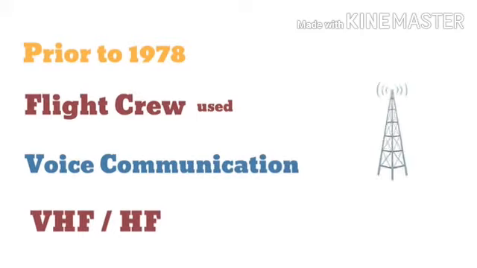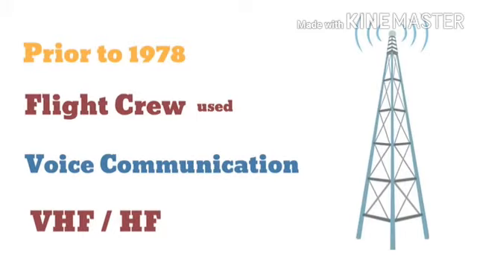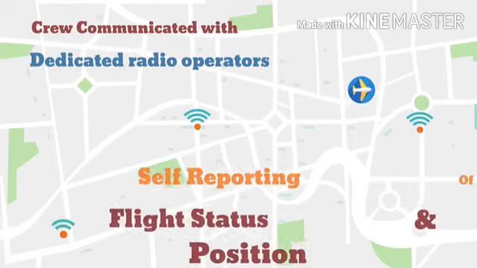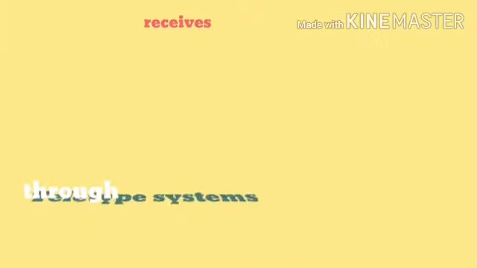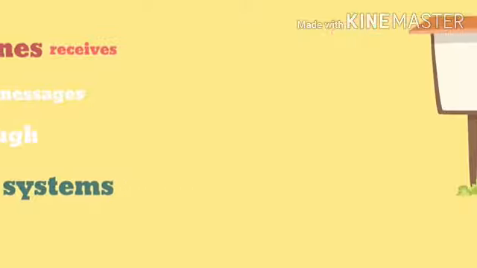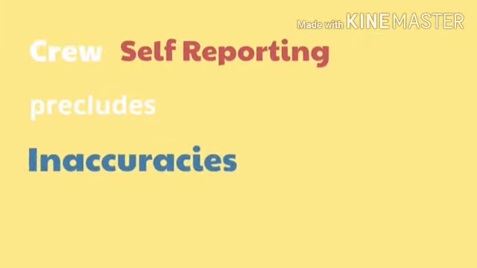Prior to 1978, the flight crew used voice communication through VHF or HF voice radios to communicate with the ground stations. The crew communicated with a geographically dispersed dedicated radio operator in the ground station for self-reporting of flight status and position. Then the digital messages would be delivered to airlines through a teletype system. But for airlines, crew self-reporting introduced inaccuracies.